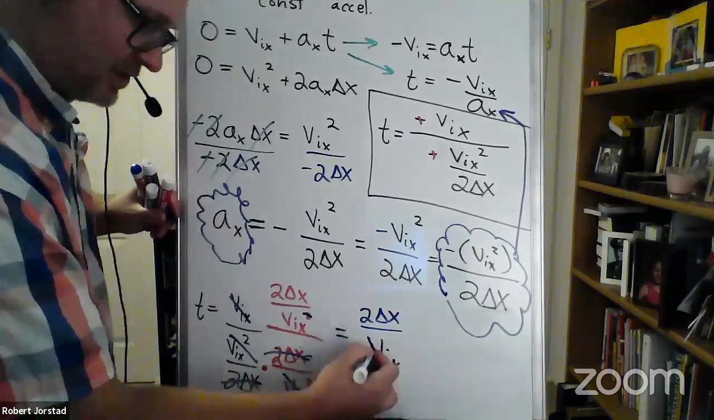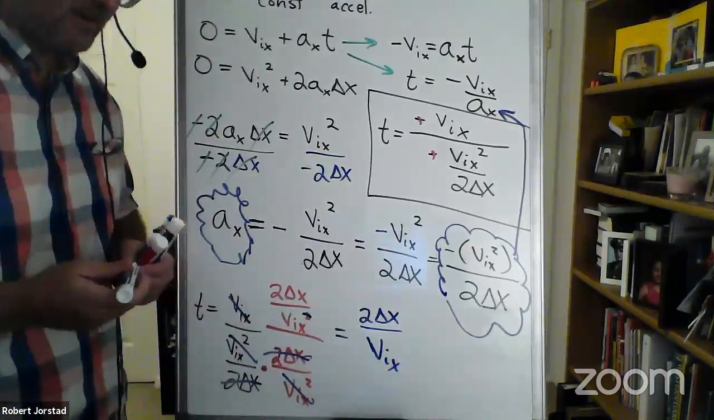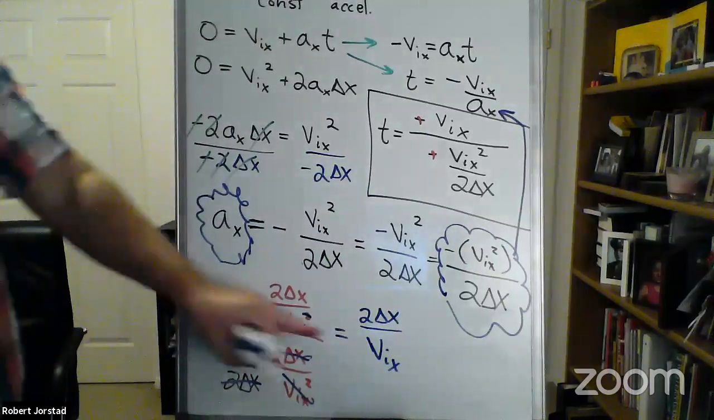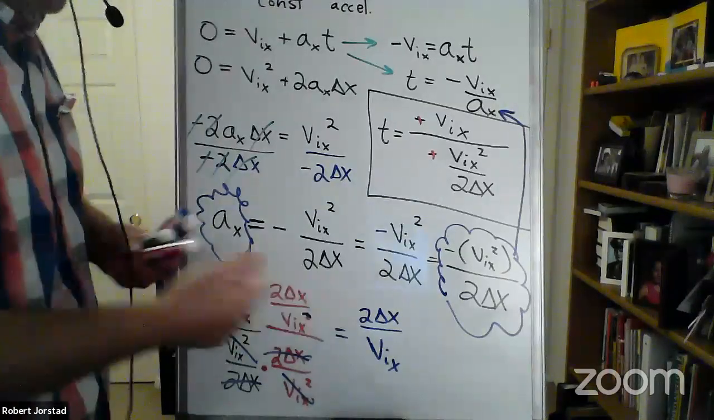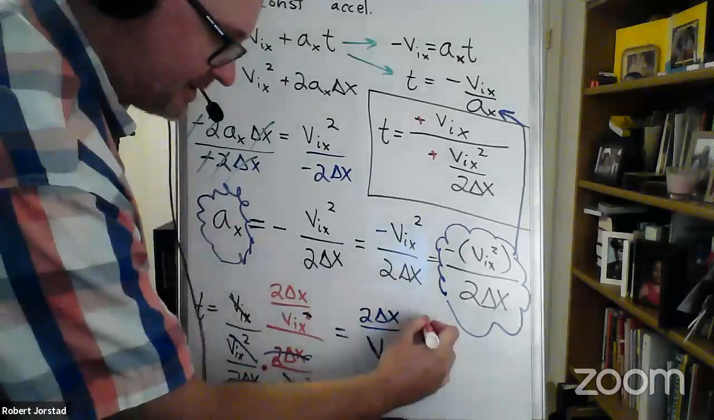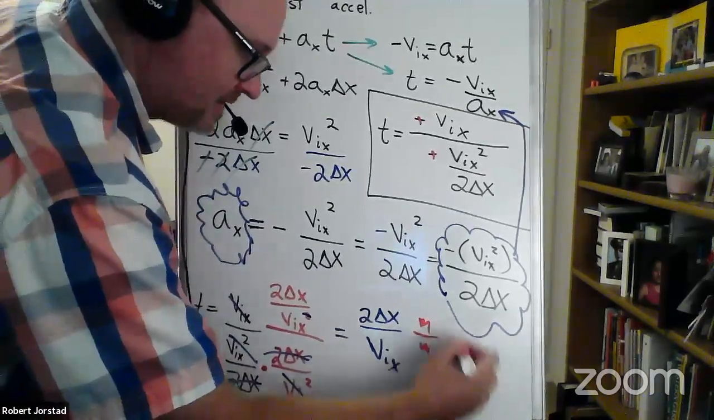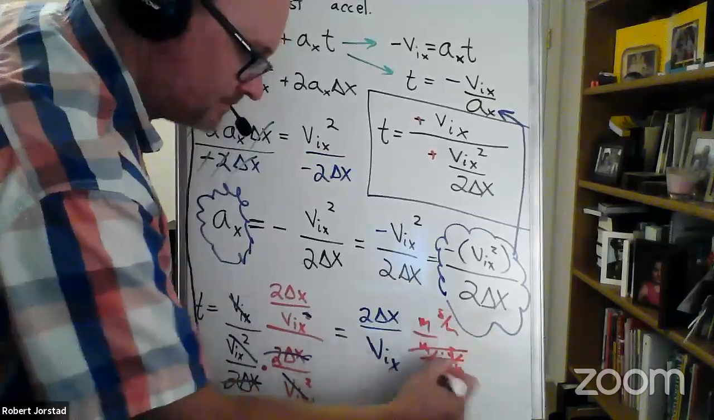What's something I should check right away? Somebody other than Dom. Every time you get an algebraic answer, check the units. The 2 has no units. It's just a number. This is meters over meters per second, times that by seconds over meters. Seconds over meters. Seconds.